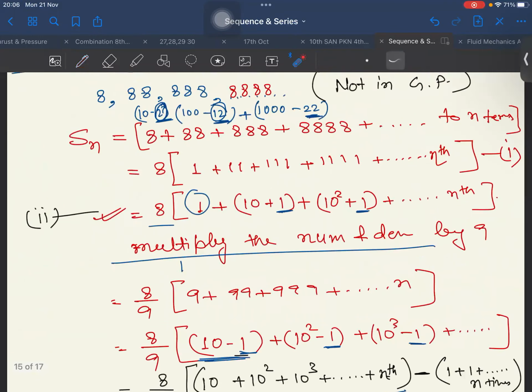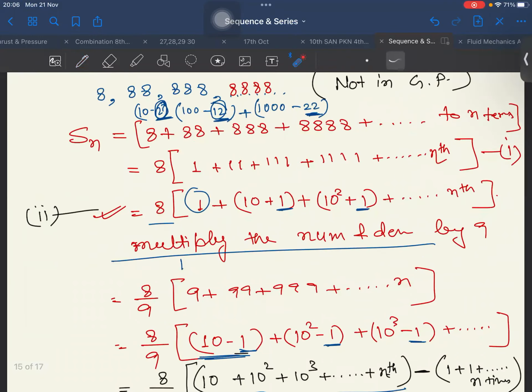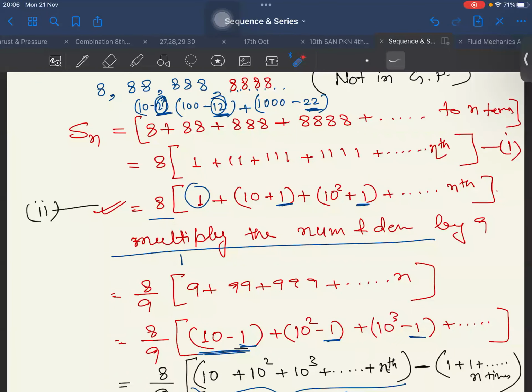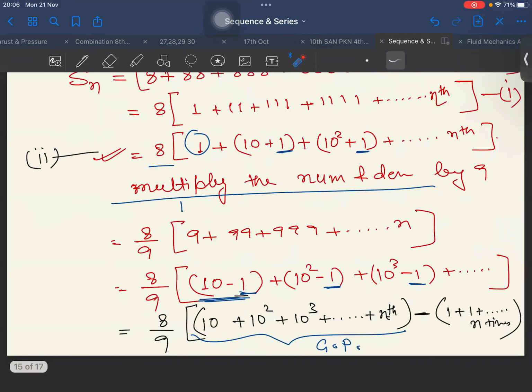See, when we multiplied it by 9, what happened? We made the series such that we can get factors, meaning every time this factor is 1. When we are subtracting it, we are getting 1. So 10 minus 1 is 9, 100 minus 1 is 99, 1000 minus 1 is 999, and so on. It will keep going on. You see, we are getting a uniform number here.